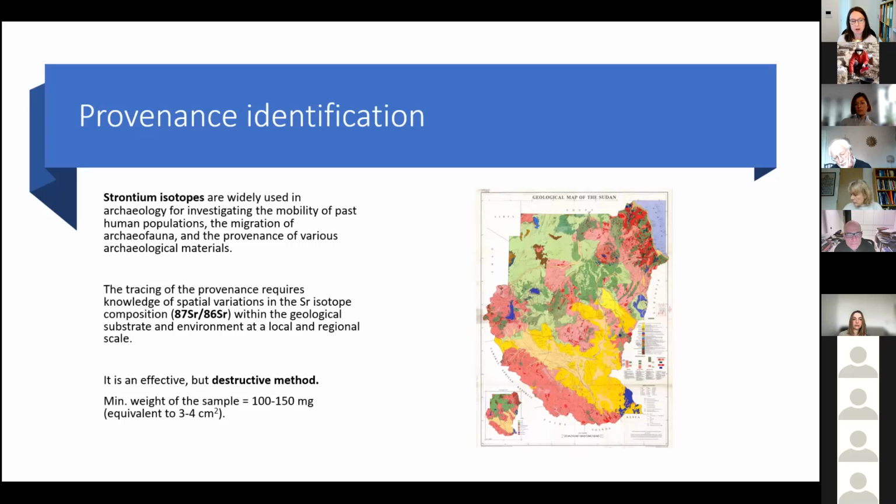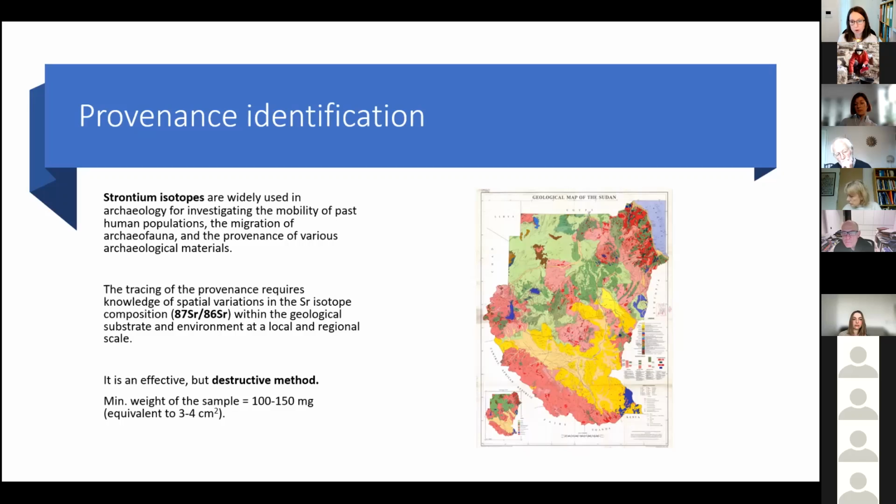And here, the weight of the sample is much more important, because you can see that the minimum weight is between 100 and 150 milligrams. And when we are talking about archaeological textiles, which are usually very dry and desiccated, it means it will be at least 3 to 4 square centimeters. So it is something you must keep in mind, and you really have to choose carefully, because you will destroy much more than just a thread.